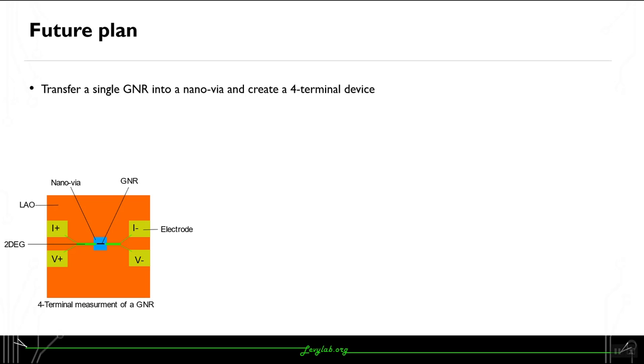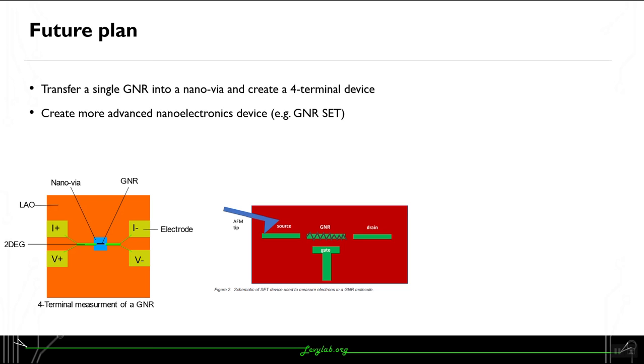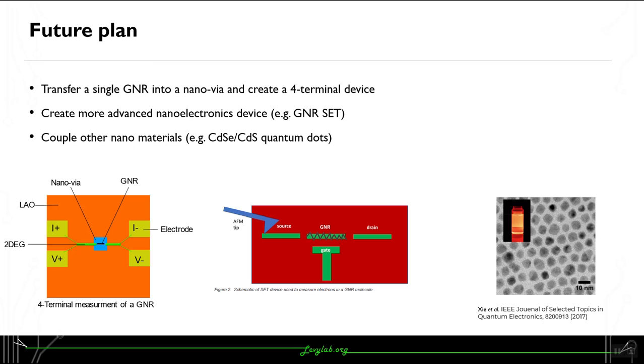What we are trying to do next is to place an individual GNR inside one of these nanovias and make direct electrical contact to it. We will start with a simple 4-terminal device, and once that is established, we can move forward and create more advanced nanoelectronic devices, such as single electron transistors, where we can use a GNR as the quantum dot and use that device to probe the electronic structure of GNRs. We are also very excited about trying to couple other nanomaterials with the conductive interface using the nanovias, like cadmium selenide and cadmium sulfide nanoparticles, for example.